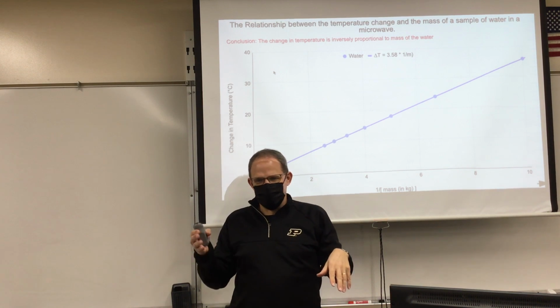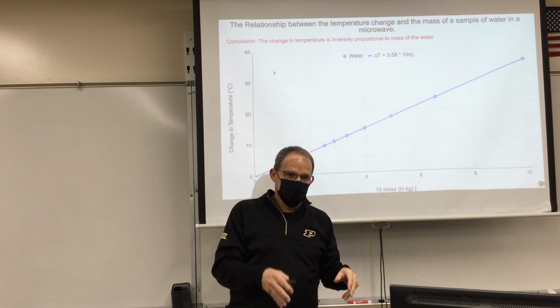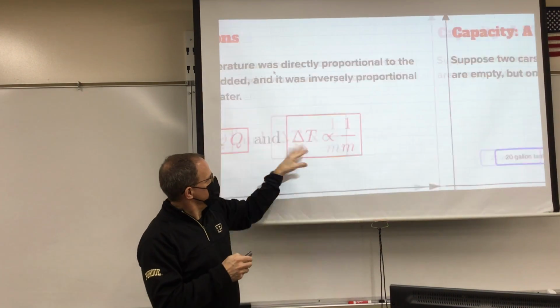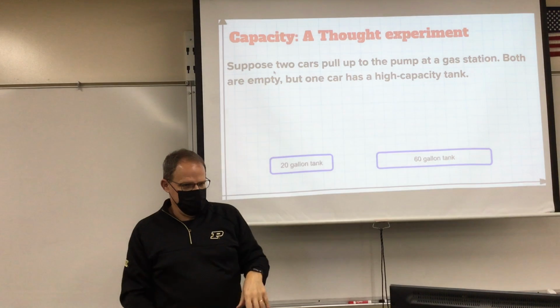It's a double negative to say it's inversely proportional to 1 over. That's just saying they're directly proportional. Okay? All right, so that's what we know so far. So now let's do a thought experiment.